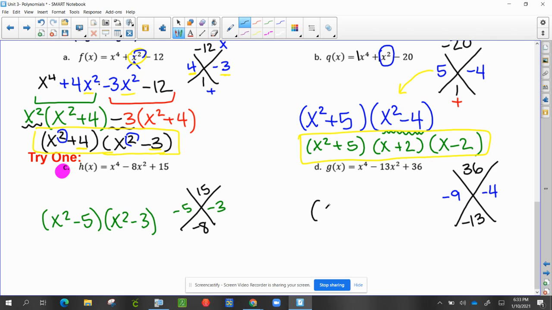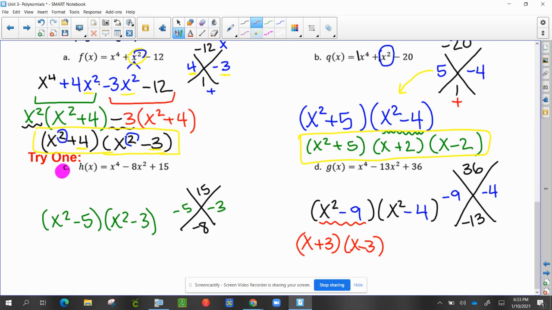Okay, using my shortcut, I'm going to remember to use x squared. So x squared and x squared. So filling in my numbers, x squared minus 9, x squared minus 4. The reason I wanted to do this one with you guys is because both of these are a difference of squares. We can break both of these down again, since 9 is a perfect square and 4 is a perfect square. So x plus 3, x minus 3 for x squared minus 9. For x squared minus 4, the square root of 4 is 2, so x plus 2, x minus 2.